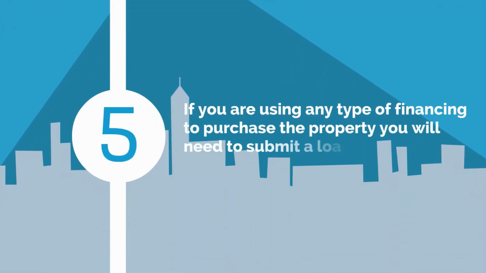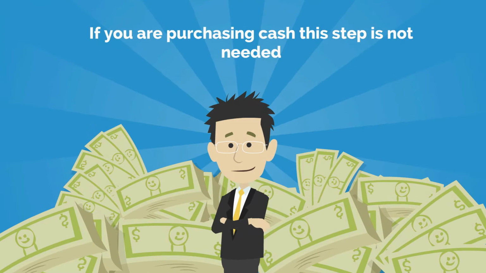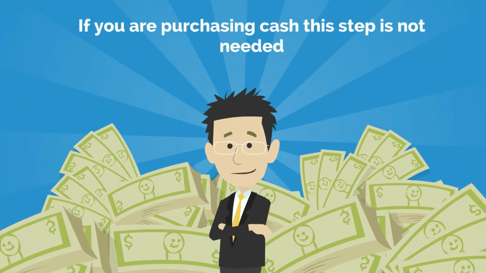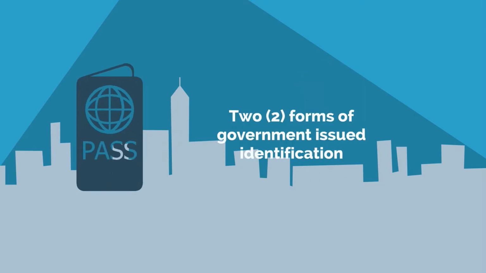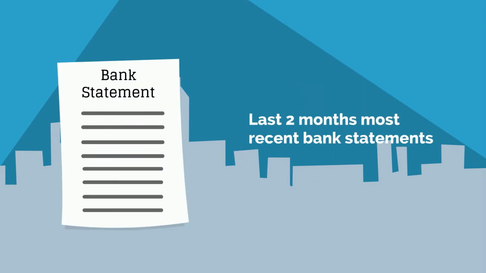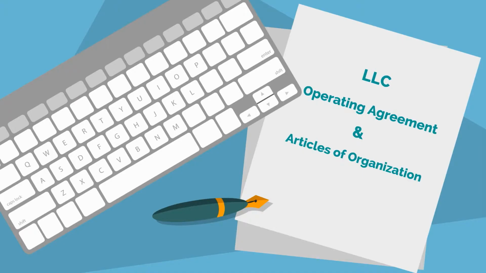Step 5. If you are using any type of financing to purchase the property, you will need to submit a loan application to the lender for approval. If you are purchasing cash, this step is not needed. Here are the documents you will need to apply for your loan. 2 forms of government-issued identification, last 2 months' most recent bank statements, last 2 years of income tax returns, and your LLC operating agreement and articles of organization provided through the Secretary of State.